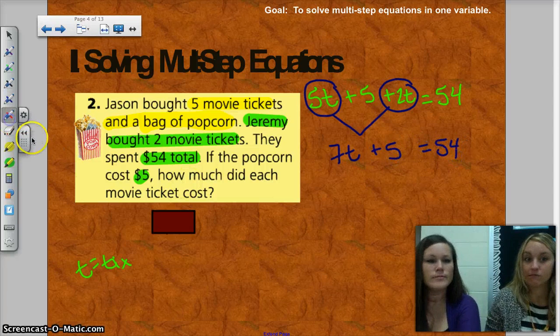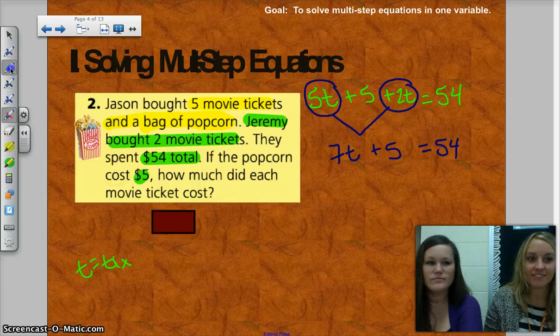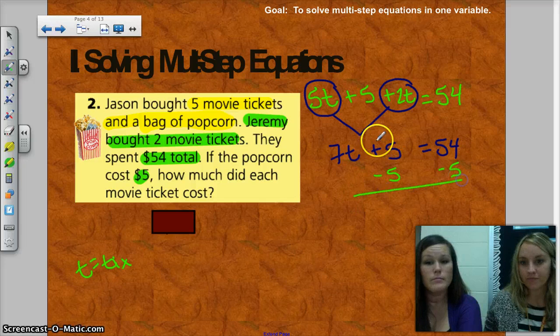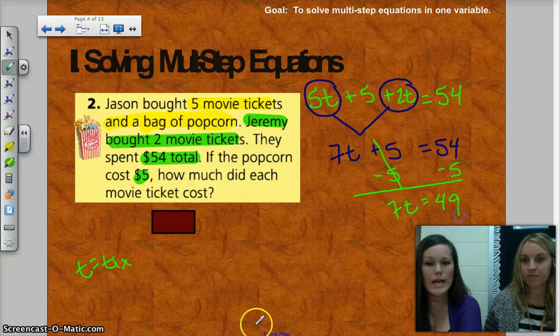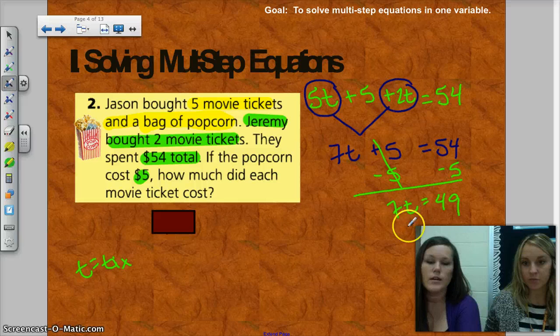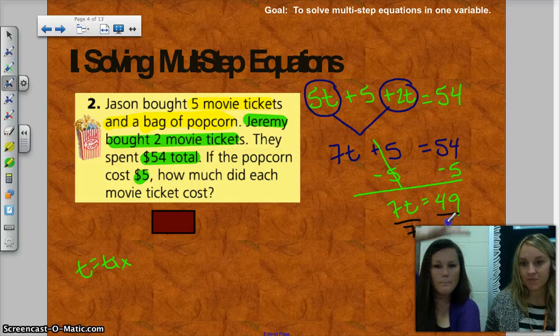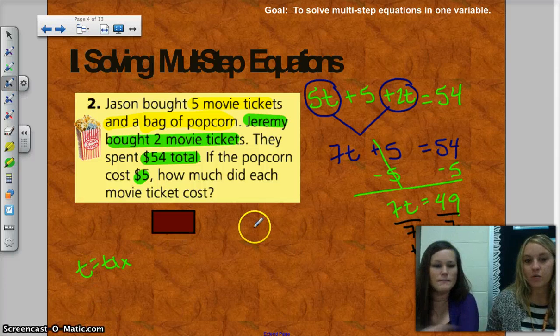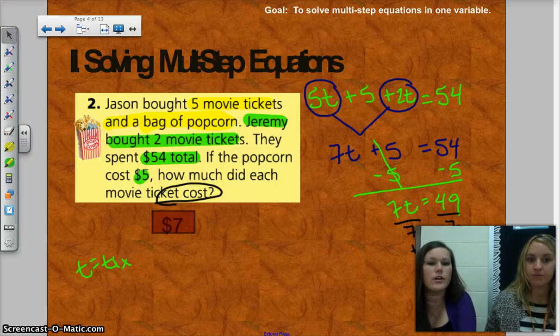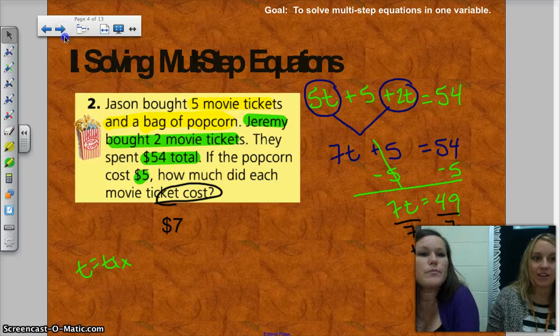Okay, we're going to subtract off the 5 on both sides, balance that equation out. 7T equals 49. Last step is to undo what's happening to the T. So this is multiplication, so we use the inverse operation. Okay. So I have t equals 7. So is that my answer? No, you need to write $7, because it's not 7 tickets, it's $7. Got it. Cool. Grab your label.